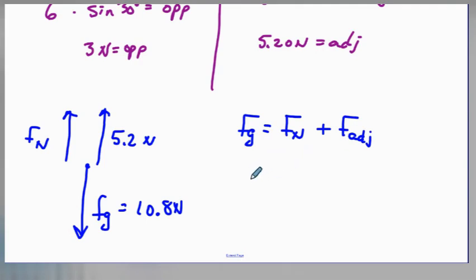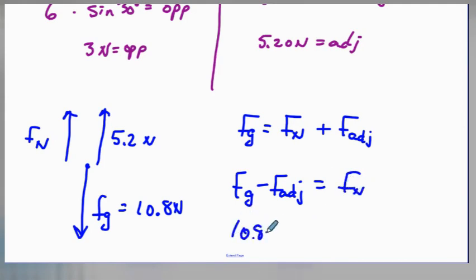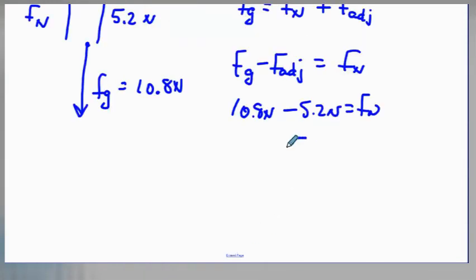And if I want to know the normal force, I'll take the force of gravity and subtract that adjacent force, and that will give me my normal force. So in this example, 10.8 newtons take away 5.2 newtons is going to be the normal force, and that equals 5.6 newtons.